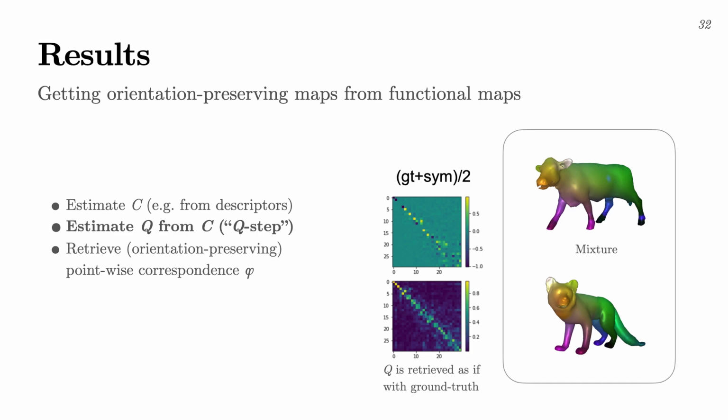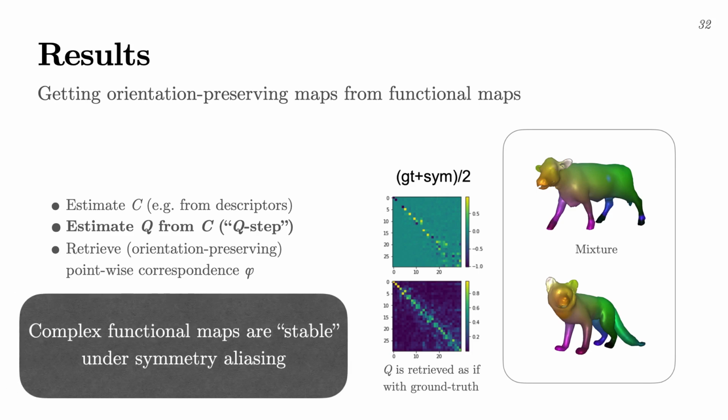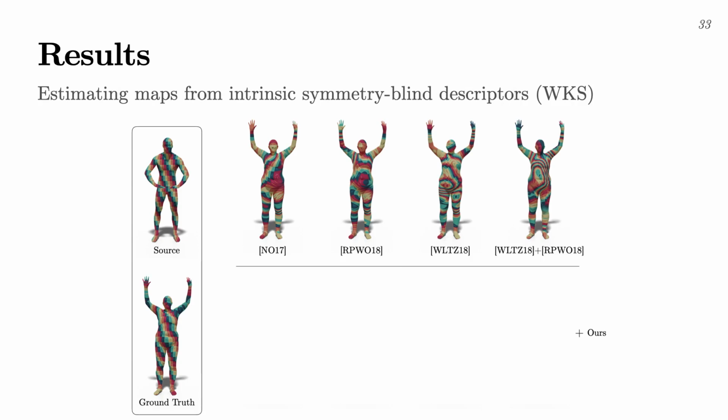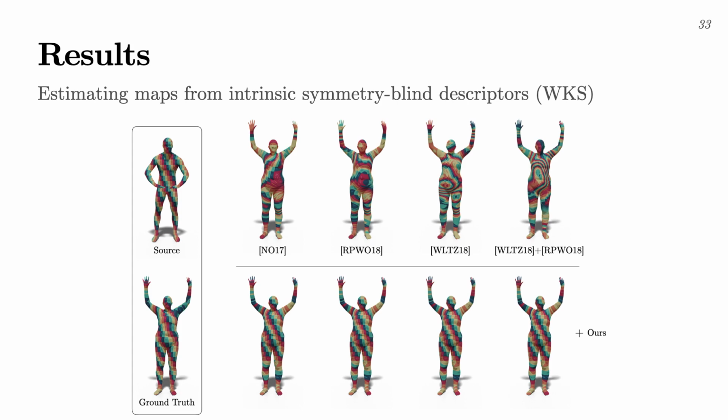Once the functional map is computed, for instance from descriptors, then one can estimate the complex functional map from the functional map and only then retrieve correspondence, because computing the complex functional map first helps making the map orientation preserving. Now, even if the input functional map was a mixture, the complex functional map will only retrieve the orientation preserving part, which makes the general pipeline stable under symmetry aliasing. As a result, when estimating maps from intrinsic symmetry blind descriptors such as WKS, wave kernel signature descriptors, we get this. So from maps that completely mixed symmetries or yielded bad results, we get maps close to ground truth.